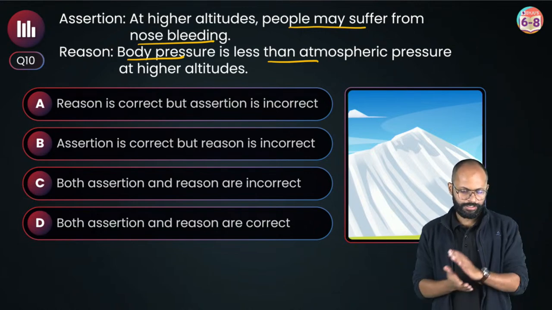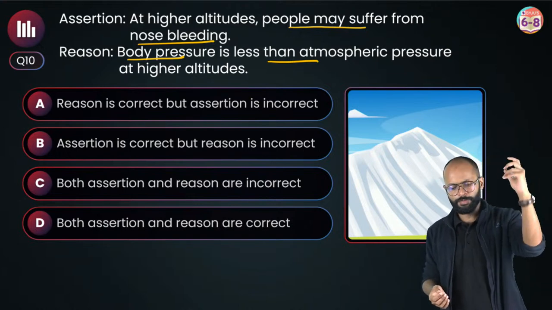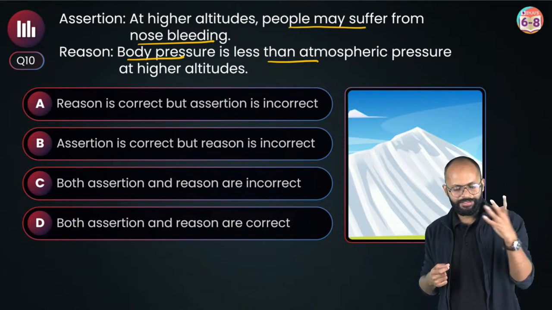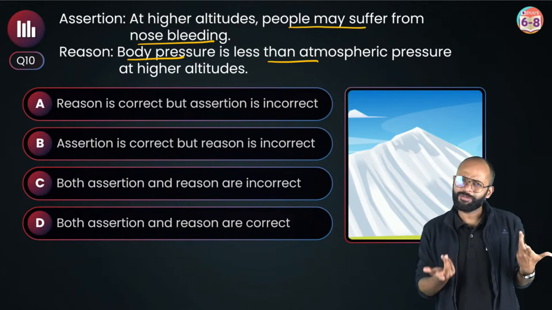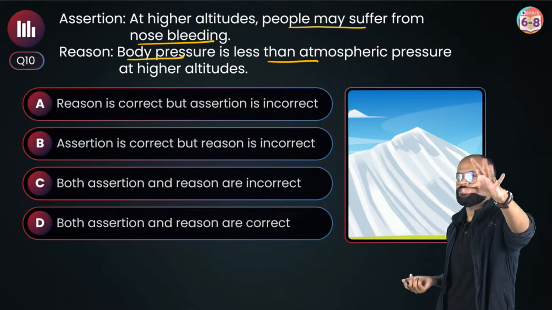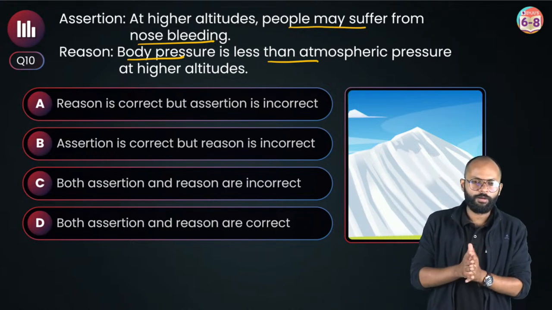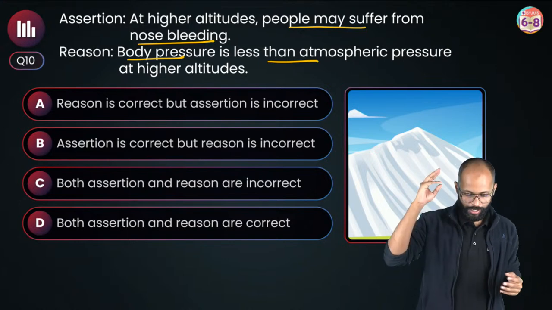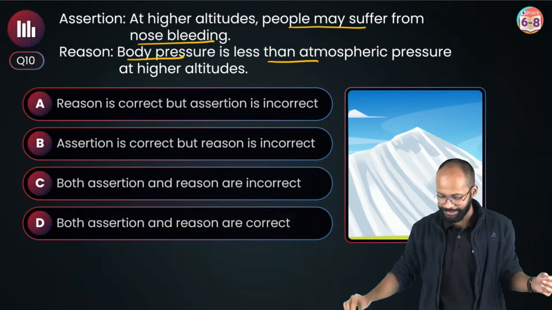The assertion says that at higher altitudes, people may suffer from nose bleeding. The reason says that body pressure is less than atmospheric pressure. Now, what is body pressure? I'll tell you, but you attempt first. Try this first. 3, 2, 1. Let's end the poll.